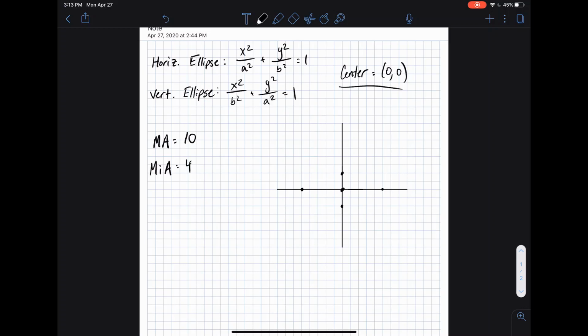So A would be the distance from the center to one of the vertices, and that length is 5. And B is the distance from the center to one of the co-vertices, that's 2. So if we write our equation, we get x squared over 5 squared, 25, plus y squared over 2 squared, which is 4, equals 1. And again, since we're not given whether it's a horizontal or a vertical ellipse, you can switch these two around, doesn't matter.